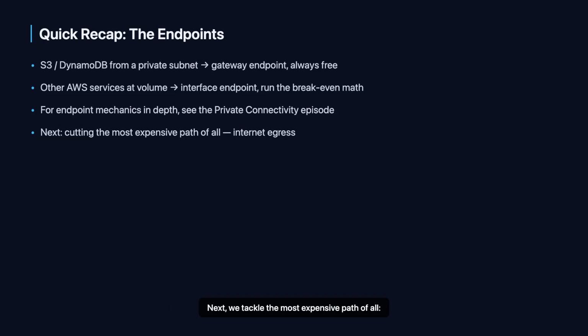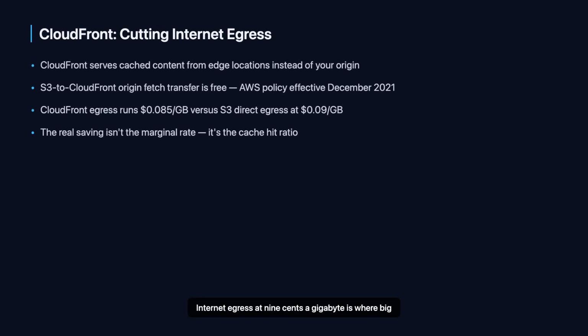Next, we tackle the most expensive path of all, Internet Egress. Internet Egress at 9 cents a gigabyte is where big bills come from, and CloudFront is the tool that cuts it. CloudFront serves cached content from edge locations instead of hitting your origin every time.